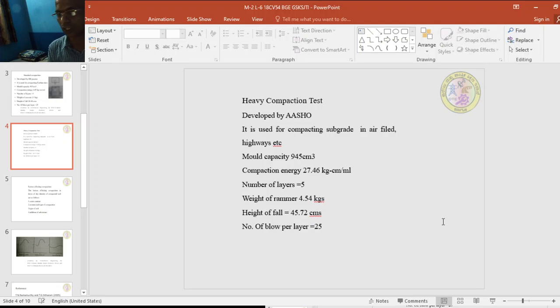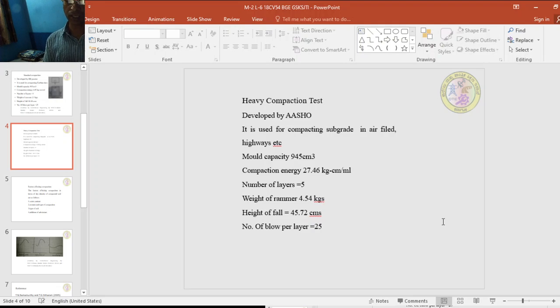Mix it thoroughly, take the mold with the base plate and weigh it, let it be W1 gram. Transfer the soil into the mold in 3 layers for light compaction and 5 layers for heavy compaction. Compact it using a rammer of specified weight and height of fall. After that, take out the mold, remove the collar, and weigh it with the base plate, let it be W2 grams. W2 minus W1 gives the weight of the compacted soil, and dividing by the volume of the mold, pi d square by 4 times height, gives the bulk density.